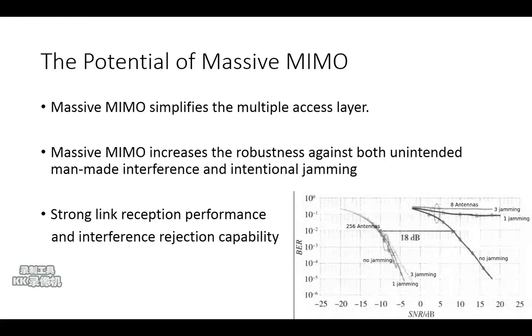And last, the strong link reception performance and interference rejection capability. From the graph, we can find the link reception performance is enhanced as the antenna number increases, and the interference rejection capability is enhanced also.